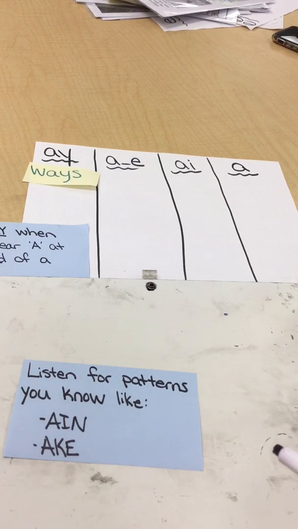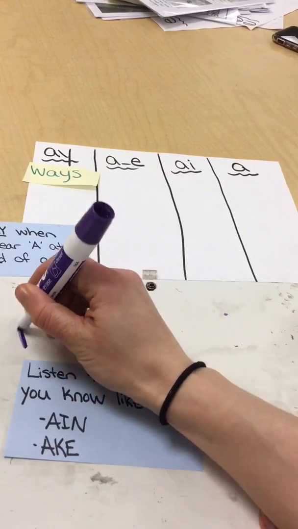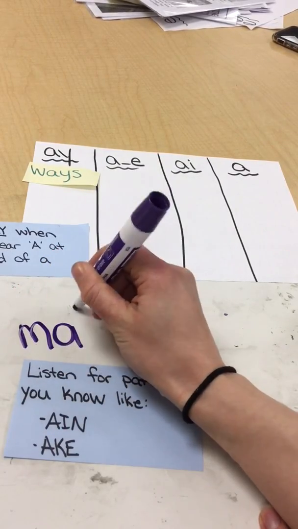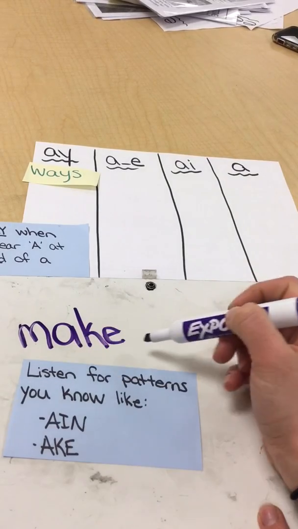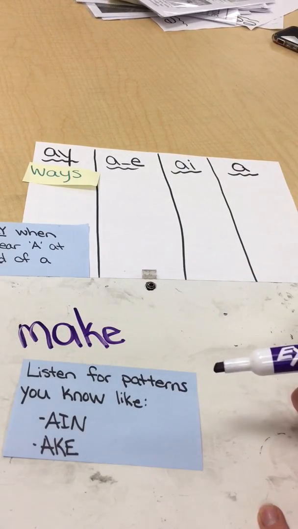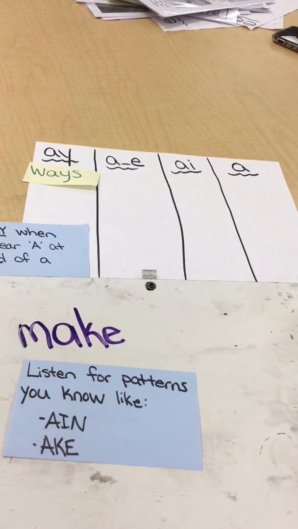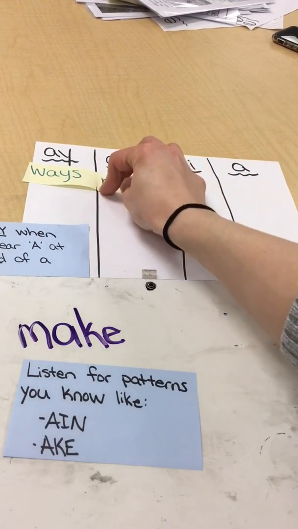Let's start with the word make. That's part of the AIK family. So when I write it, it's AIK. And I know that's part of the AIK family, so I know there's an A with the silent E at the back helping the A say its own name. So that one is made with the A and the silent E.